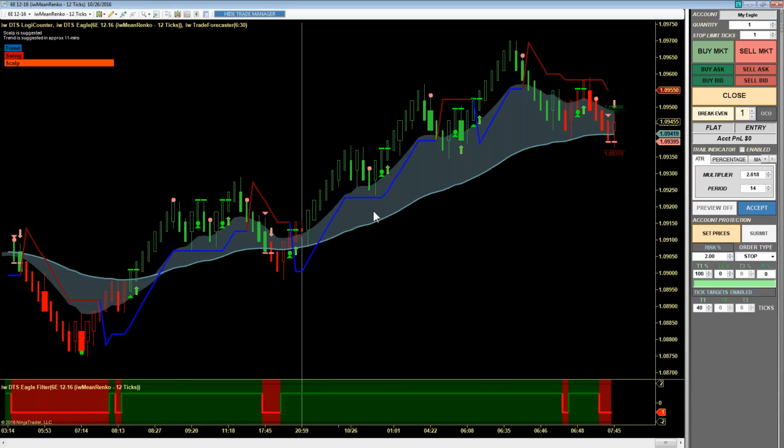Good signal out of the London Open here on the Eagle for a trend. Got a red bar buy that's trying to flip the ATR over unsuccessfully. We've breached the hard edge, so we may see the euro start to unwind and maybe head a little bit lower here.